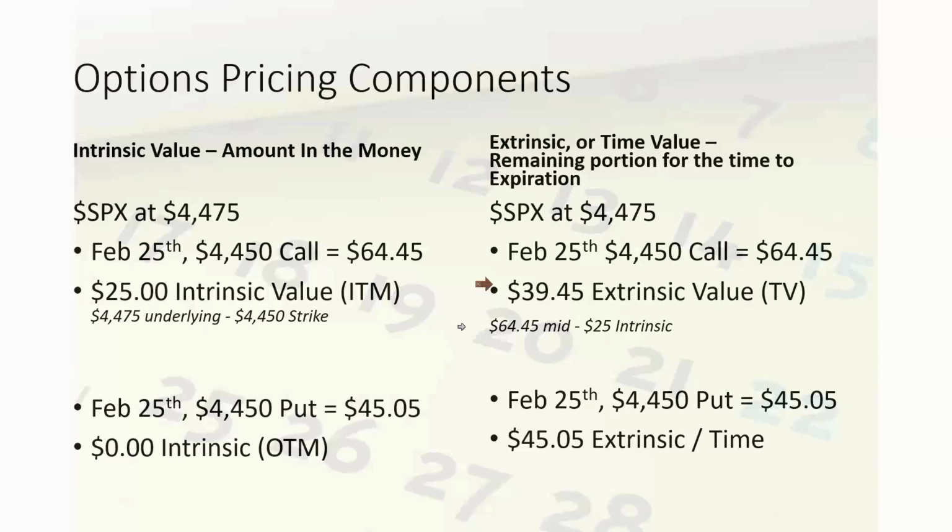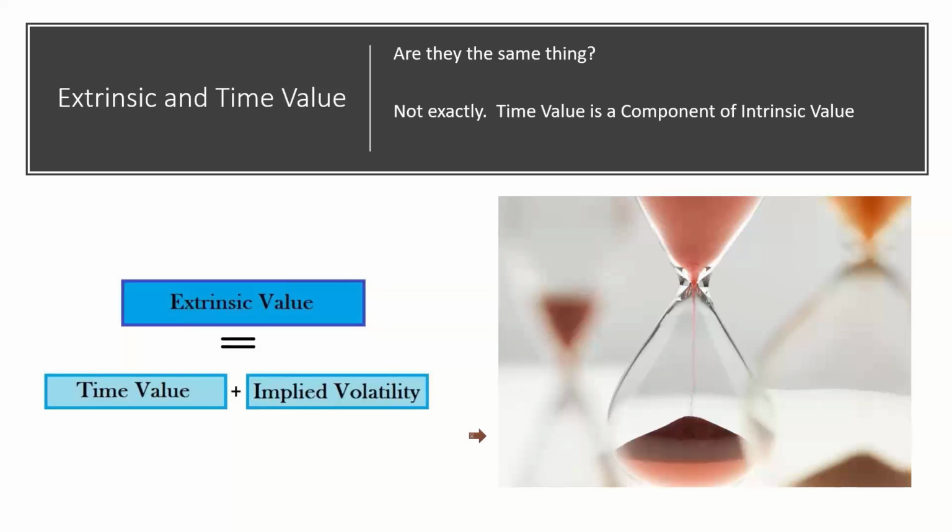So the time value or extrinsic value, the amount of the 64.45 option price that is not intrinsic, is 39.45 for our 4450 call that's in the money, and the extrinsic value of 45.05 for the put is all time value. The price is the time value because there is no intrinsic value. All right, so this is where we're looking. Those are the two components, but there's more to it than that.